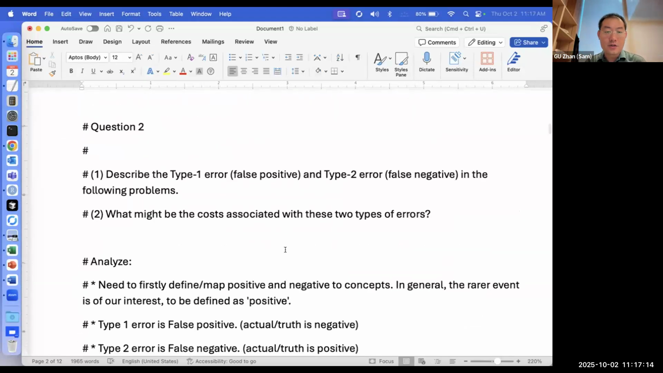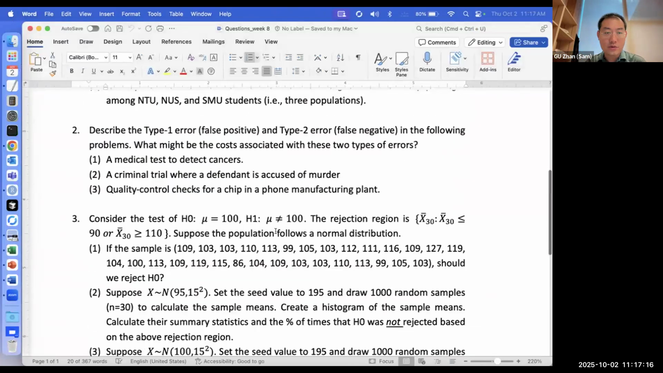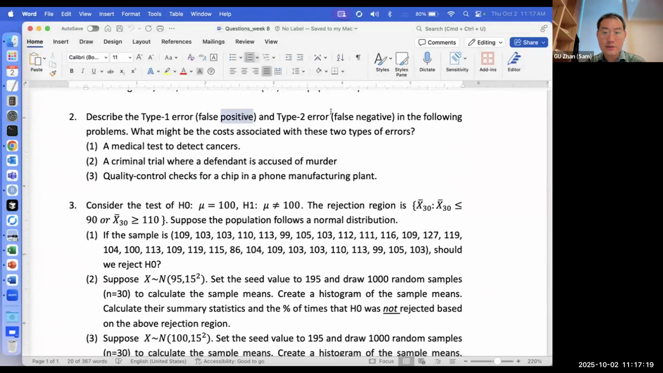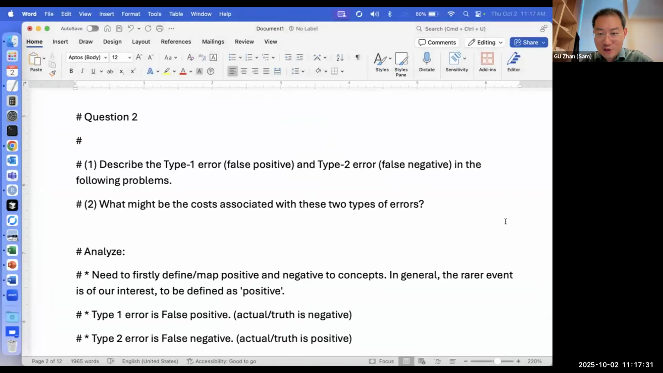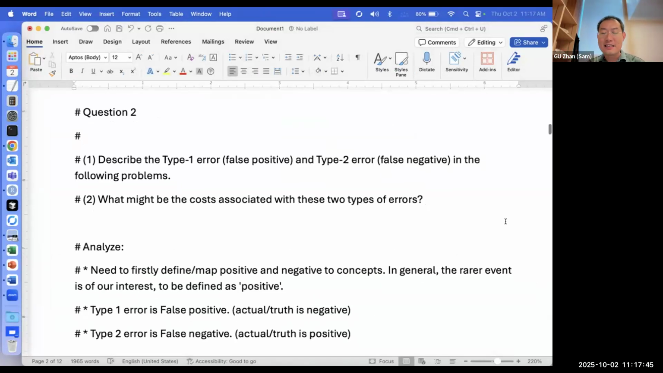Question 2: describe the type 1 error, false positive, and the type 2 error in the following problems. What might be the cost associated with these? We look at them one by one. For a question like this, about false positive and false negative, it's very important to first define what is positive or negative here. That's by definition, and we generally define it by common sense and by the phenomenon we are interested in.